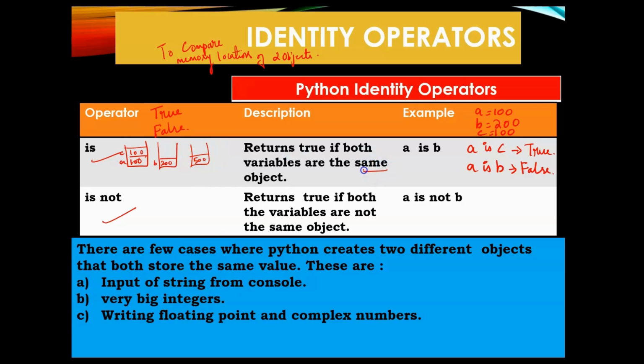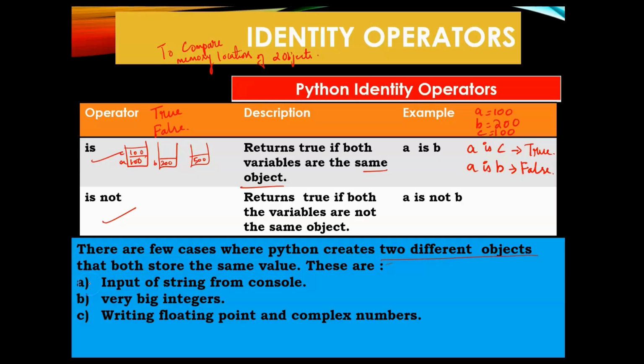So if the same object is shared for particular variables, then it returns true. If it is not sharing the same object, then it automatically returns false. There are a few cases where Python will create two different objects that both store the same value. We have a few cases where Python is creating two different objects.